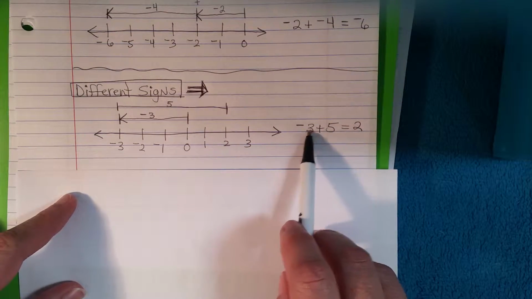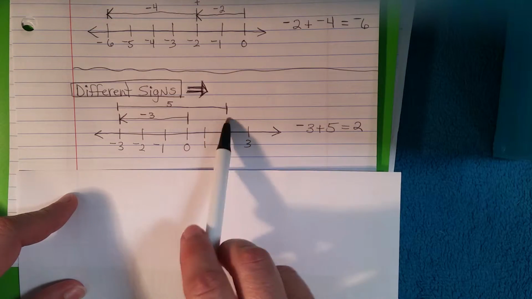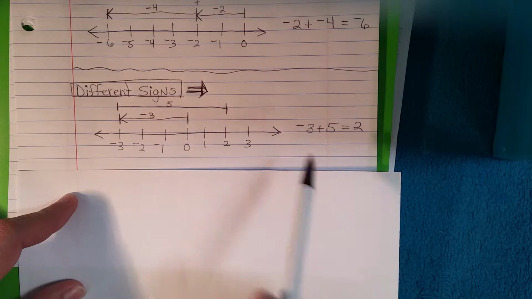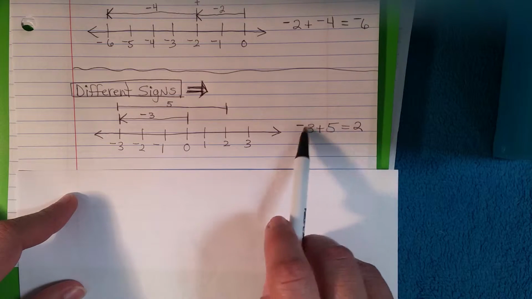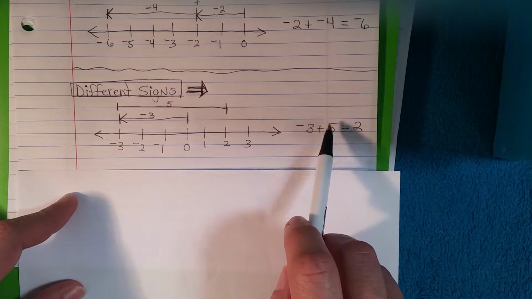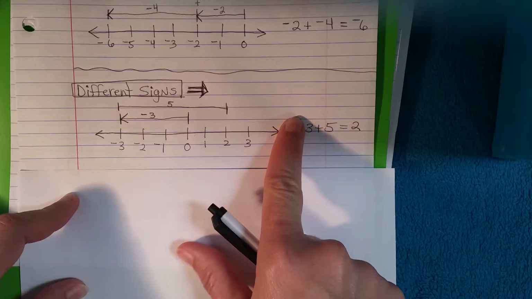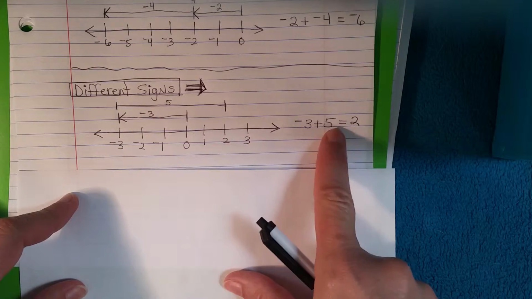So you could see 2 is the overlap, or what doesn't overlap. So you end up really subtracting these numbers, and I'm going to keep the sign of the bigger number. Just look at their absolute values. 5 is bigger than 3, so my answer is going to be positive because 5 is positive.